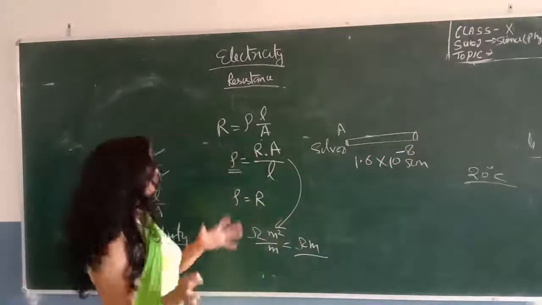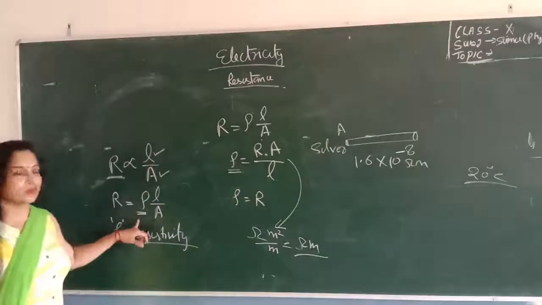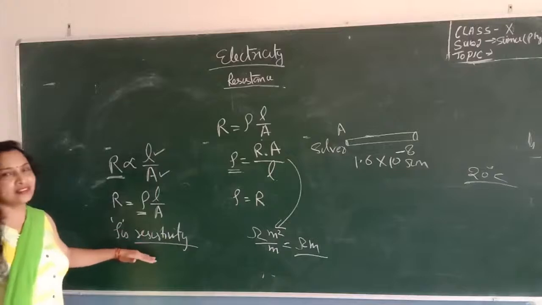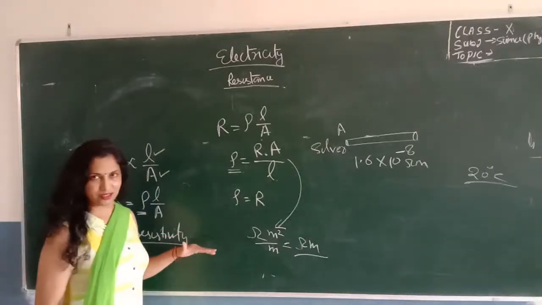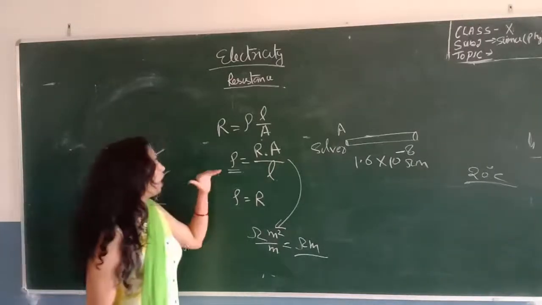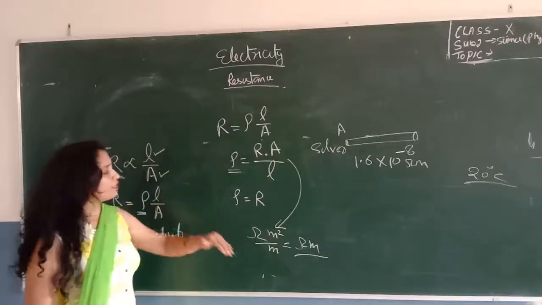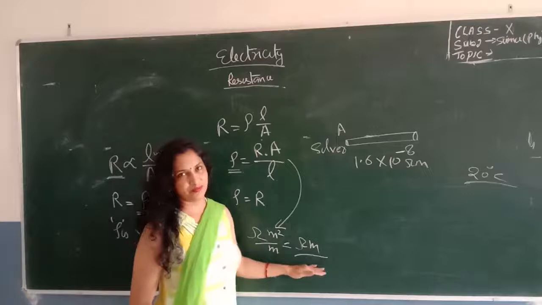So now you know what resistivity is. This is a constant. On which factors does the resistivity depend? How can we define resistivity? And what is the SI unit of resistivity?